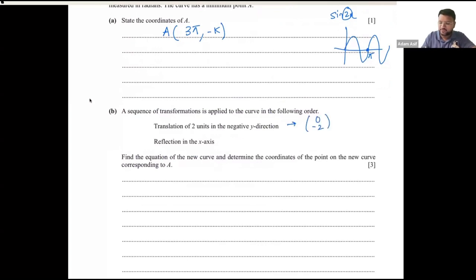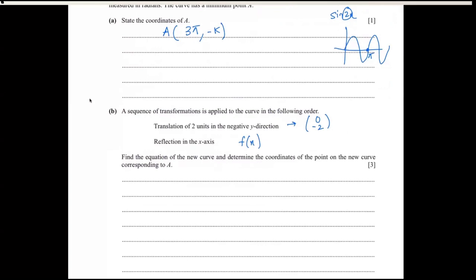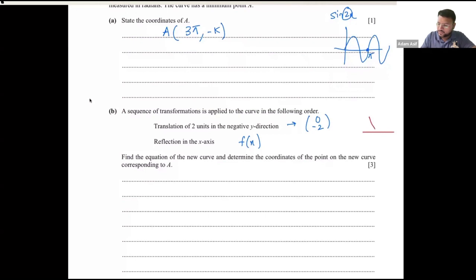Reflection in the x-axis means that the function is going to be reflected in the x-axis. Is it a vertical transformation, Rafi, or a horizontal transformation? It's a vertical transformation. If anything is reflected in the x-axis, it's a vertical transformation. अगर मैं इस curve को x-axis में reflect करूंगा, it's a vertical transformation. So if this is f of x, reflect होने के बाद ये हो जाएगा minus f of x.